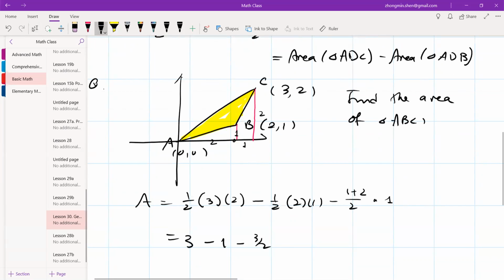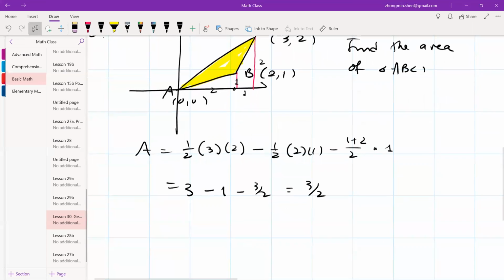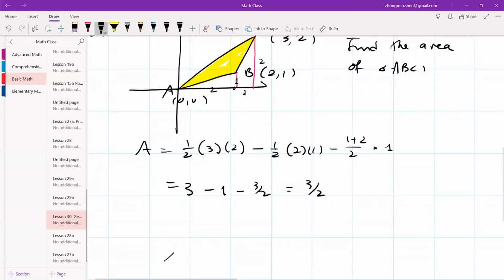Okay, it's going to be 2 minus 3 over 2. So we use a subtraction idea, right? There's the larger triangle, and you subtract the area of the smaller triangle and the trapezoid from the larger triangle.